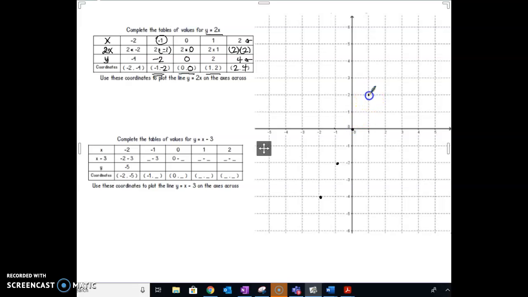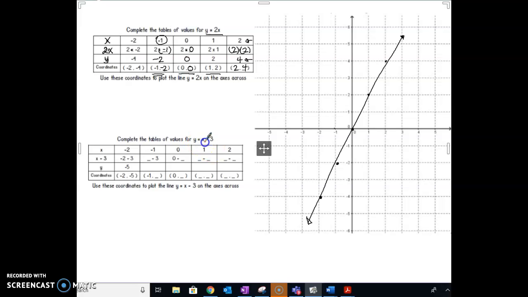When x is 1, y is 2. When x is 2, y is 4. Now you can draw that line. On your assignment, you're asked to do 4 lines. It might be easier if you pick a different colored pencil and draw each one a different color.